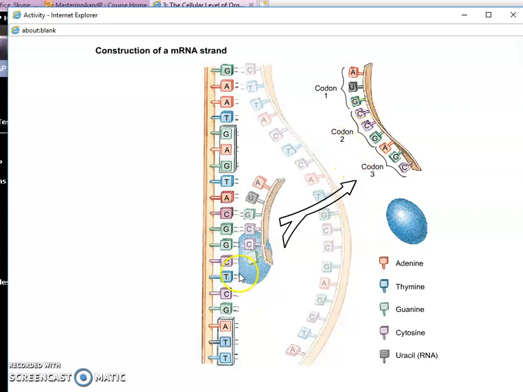Okay, and then as we continue, TCG, so the next should be A with T, G with C, and C with G. Now notice we never have a thymine over here because this is RNA, whereas we never have uracil here because this is DNA. So we just have to understand what's complementary to each other. Guanine is always going to be complementary to cytosine. Adenine will always be complementary to either thymine in DNA or uracil in RNA.